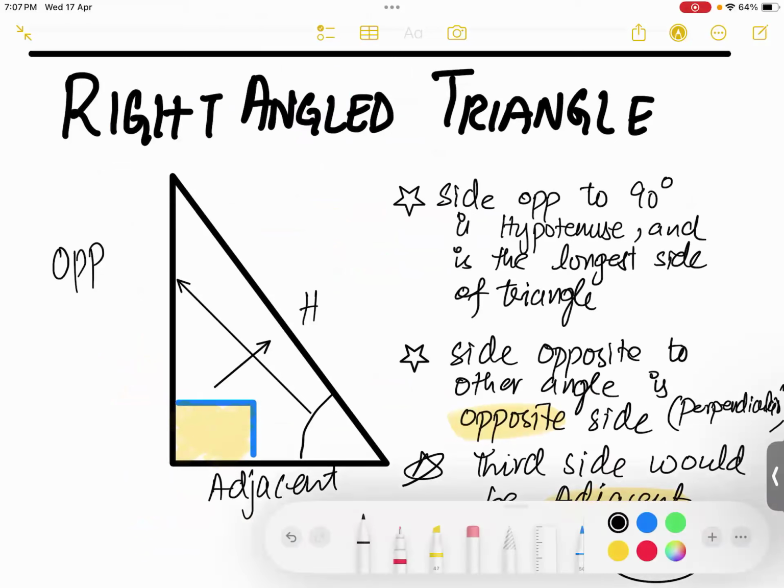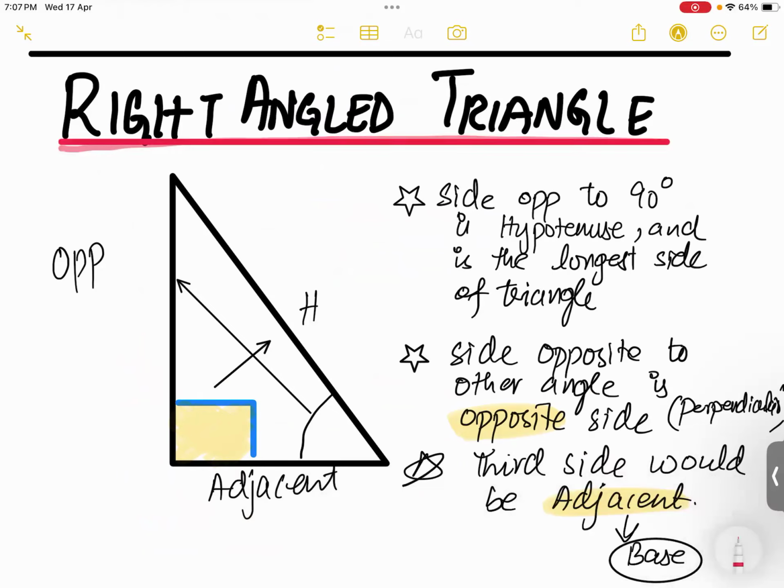Then after studying the basics of this chapter, you will be dividing trigonometry into two basic halves, which are the right angle triangle portion and the non-right angle triangle portion. Is this clear, everybody, or not?